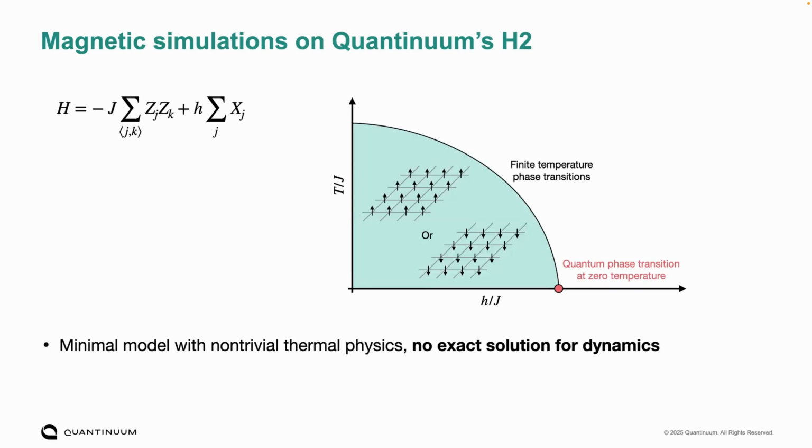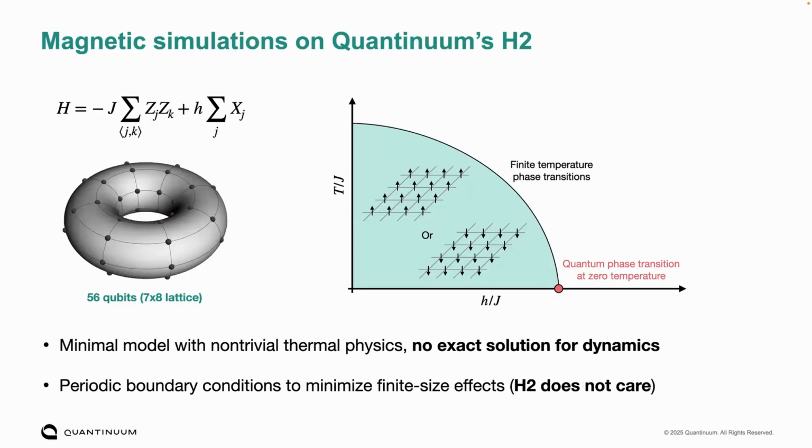And here, we do this in 2 dimensions, more or less to minimize finite size effects. We do it in 2 dimensions on a torus. The actual simulations I'll show you run on a 7x8 torus, and that's just because that multiplies to 56, and that's how many qubits we have right now in this machine.